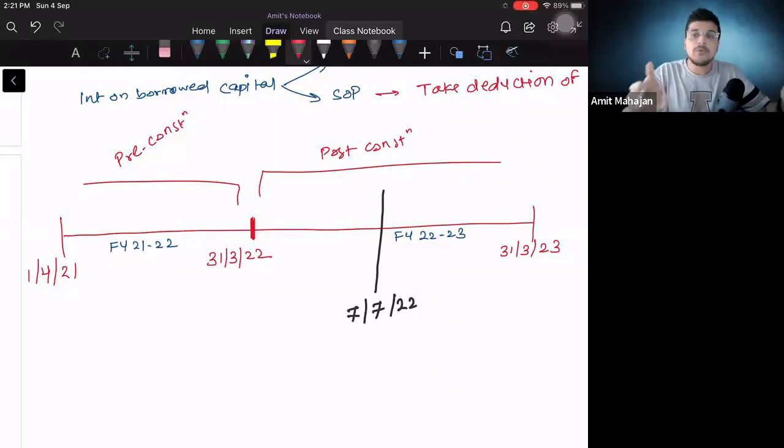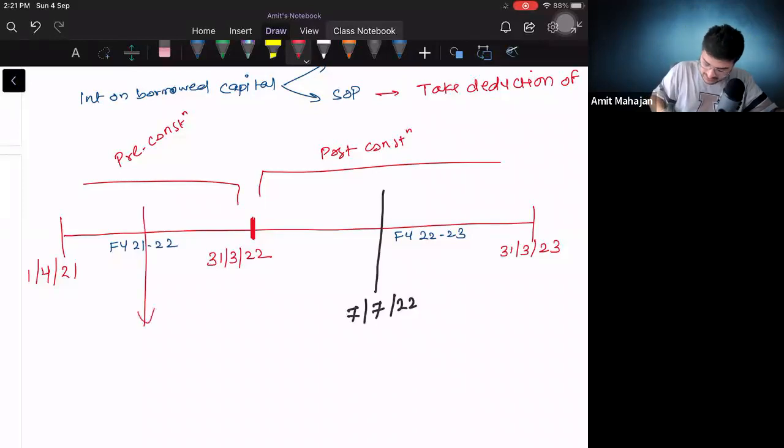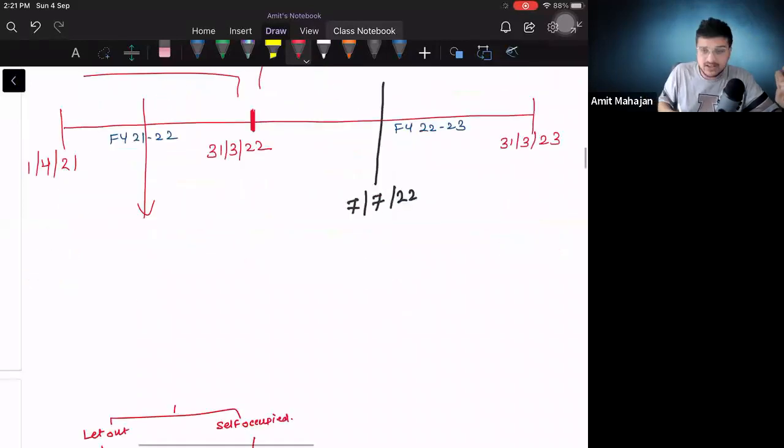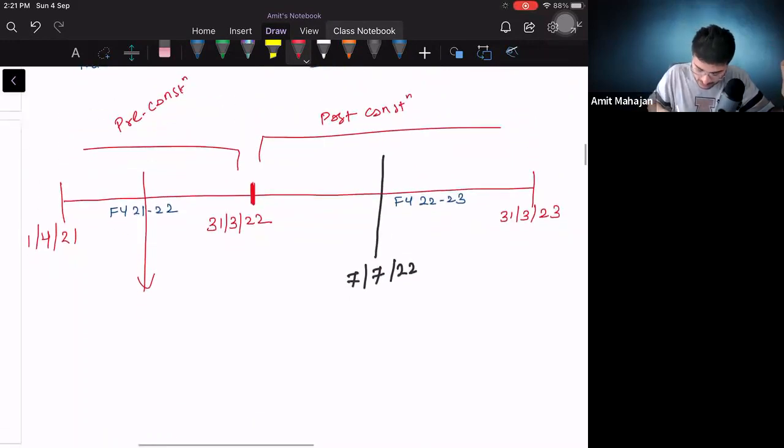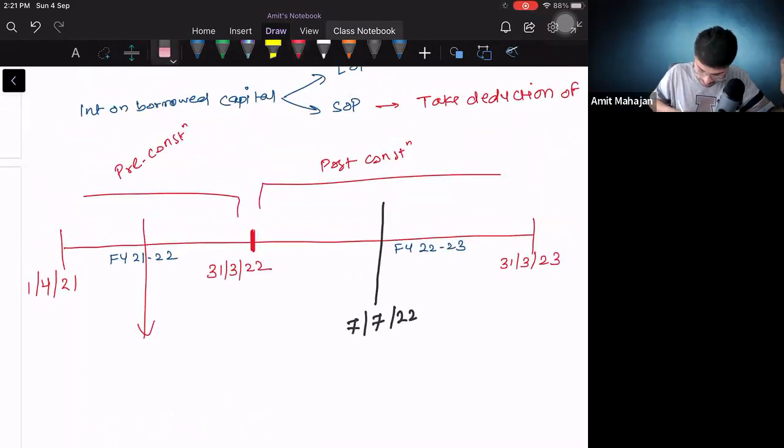डिड यू अंडरस्टैंड हाउ टू कंप्यूट प्री कंस्ट्रक्शन पीरियड एंड पोस्ट कंस्ट्रक्शन पीरियड? ओके, पक्का, नो प्रॉब्लम. अभी प्री कंस्ट्रक्शन पीरियड का समझो प्री कंस्ट्रक्शन पीरियड का टोटल समझो कि 1/4/2021 से चालू किया और टोटल प्री कंस्ट्रक्शन. एक मिनट, मैं थोड़ा सा और पीछे जाता हूं.